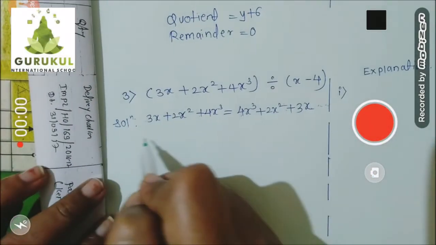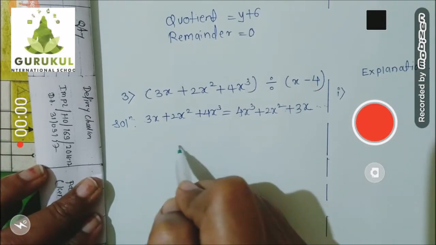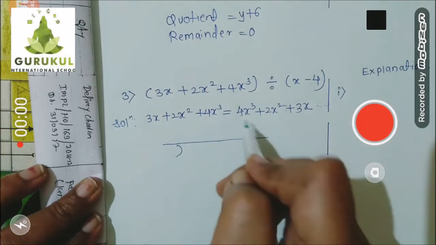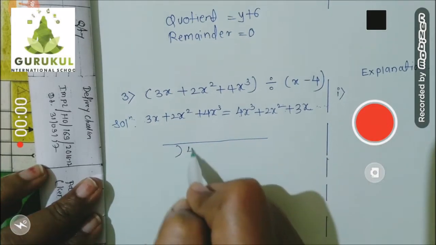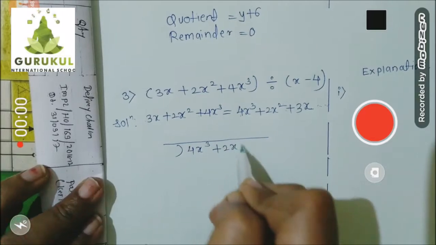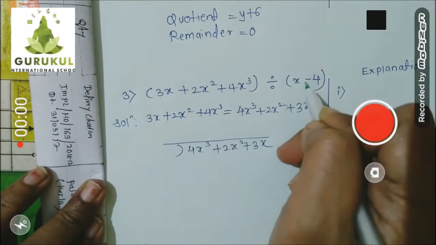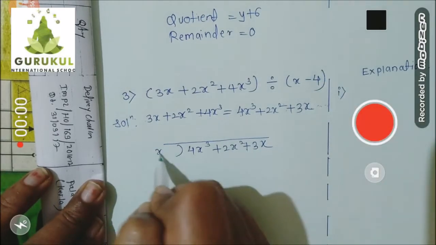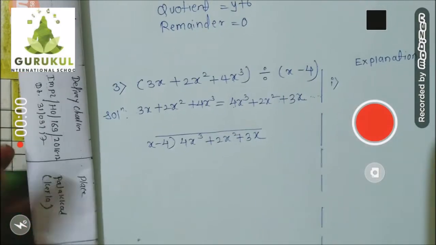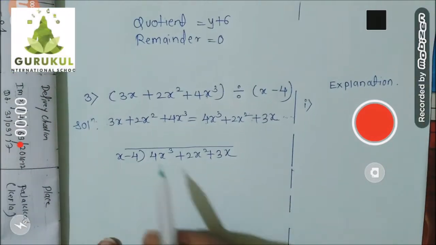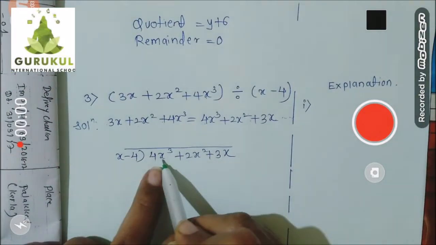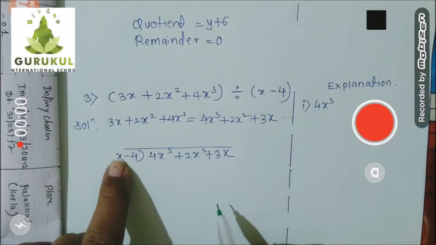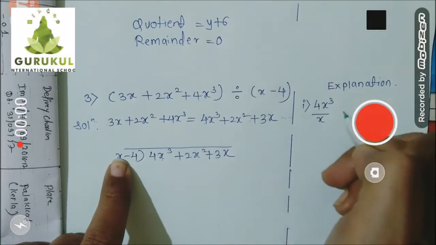Okay. So let's start. First, we will arrange it. Divisor, I will write it over here. That is the arranged form of the dividend. So 4x cube plus 2x square plus 3x. And this is the dividend. We wrote it over here. And now the divisor I will write over here. And now you know the steps. Step number 1. Which term contains the highest power? 4x cube. Divided by which term contains the highest power? x. Now let's divide it.